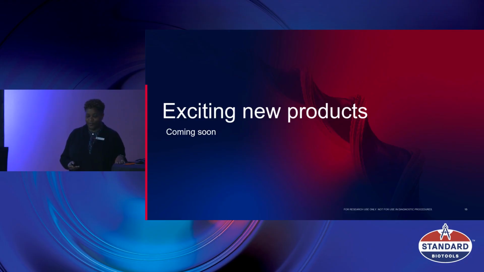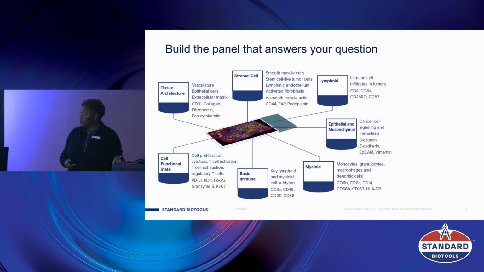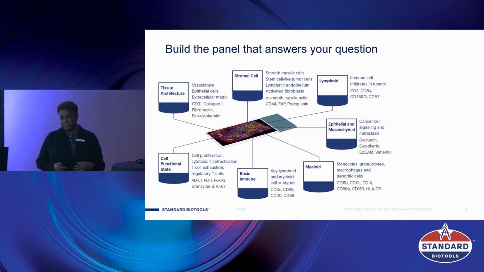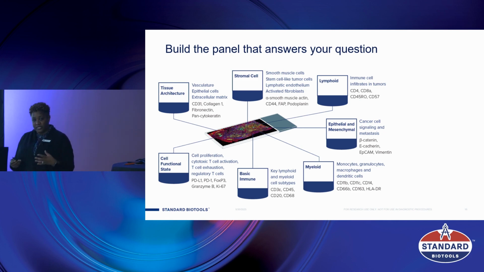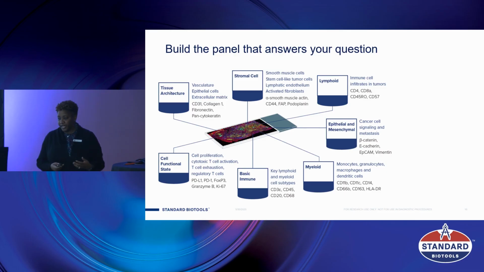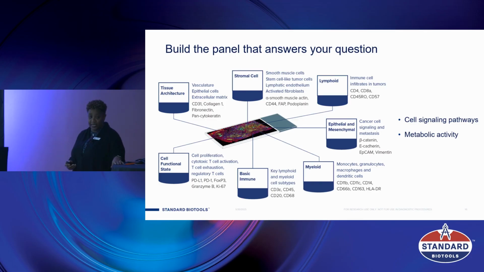So, exciting new products that we're offering. Jennifer touched a little on these earlier, so I just want to touch a little more. One thing I really love about our technology is it allows you to get to your question faster, so you can build a panel that answers your question. We have a human immuno-oncology panel, and this is all modular. You take what you want, you can leave what you want, which allows more flexibility when designing your experiment. We have that for tissue architecture, lymphoid, myeloid, basic immune cells, and we're trying to add more. What we've added are cell signaling pathways as well as metabolic activity.